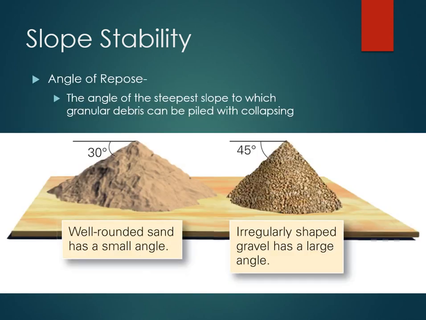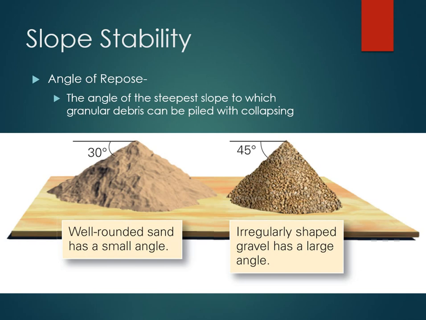Other things are accounted for in slope stability here. For one, especially if you have regolith, this unconsolidated sediment, the angle of the steepest slope to which granular debris can be piled without collapsing is called the angle of repose. So if you see this little pile of sand, sand stacks up to about 30 degrees. And if you were to go with a tiny little shovel and dig out the left side of that hill of sand, the top of the hill would slide down and fill in that hole you dug, and it would go right back to being 30 degrees.